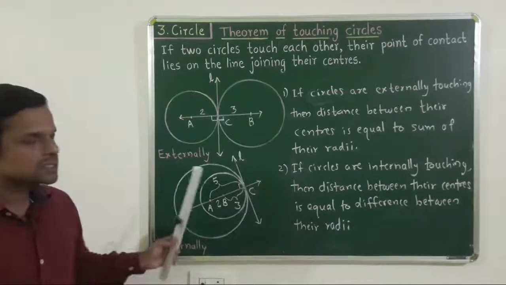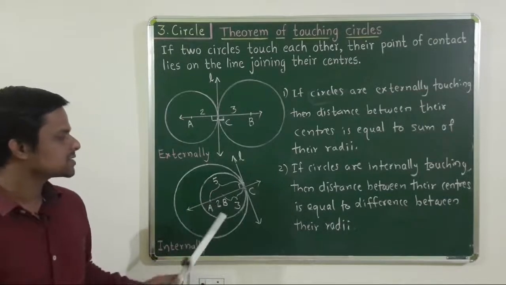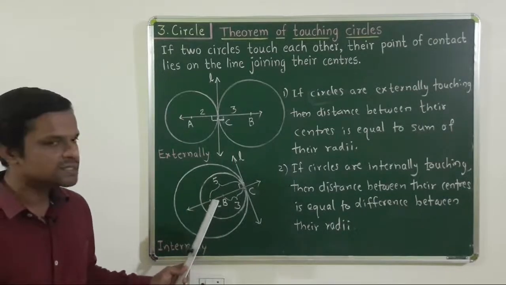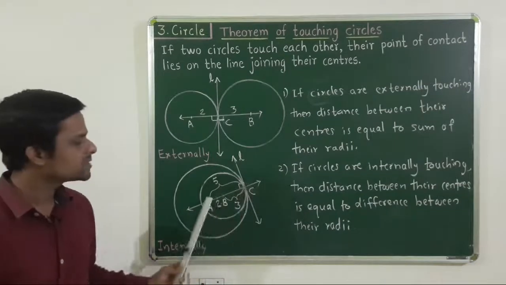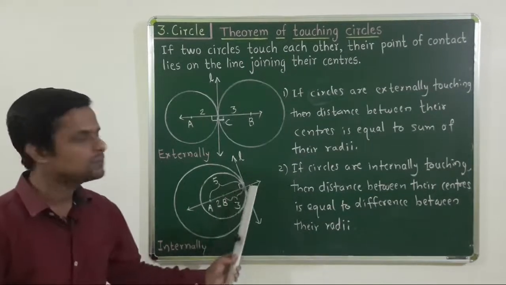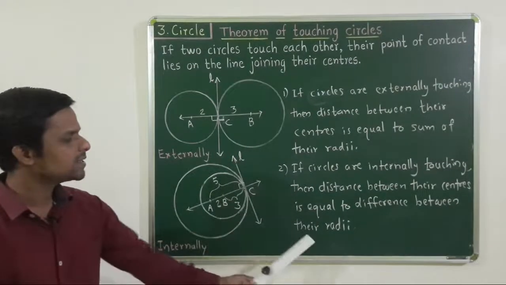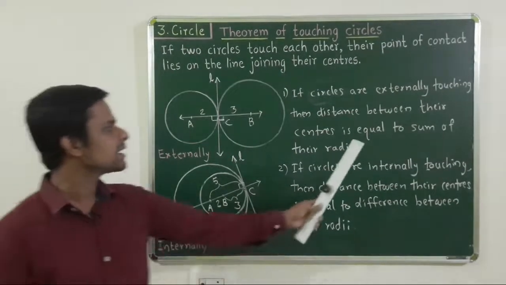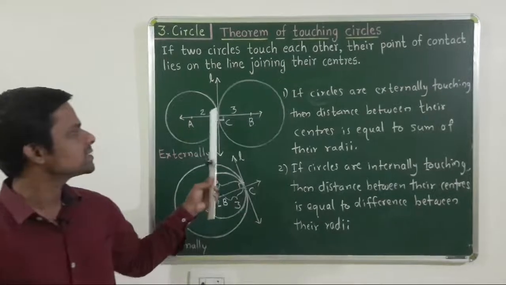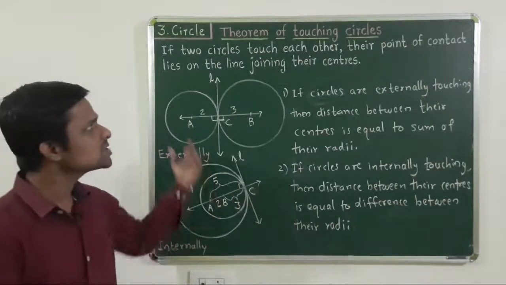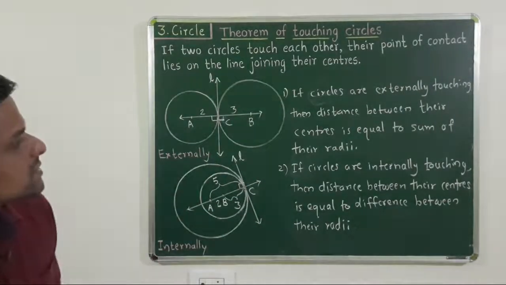Now if two circles are internally touching circles, then the distance between their centers is equal to the difference, that is bigger radius minus smaller radius, that is AC minus BC. AB is equal to AC minus BC, and here AB is equal to AC plus BC. This is about the theorem of touching circles and its use.